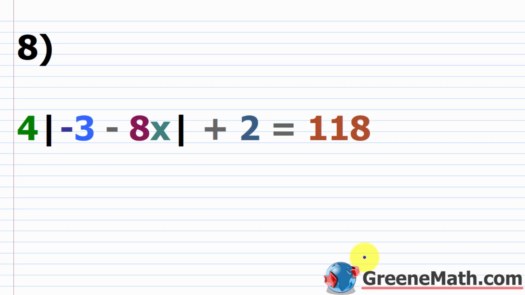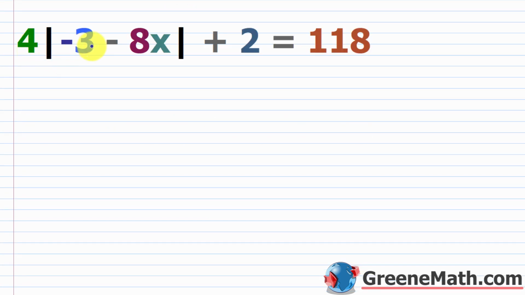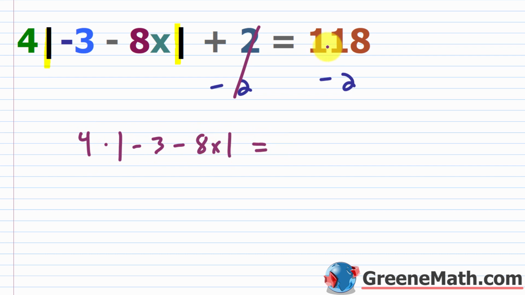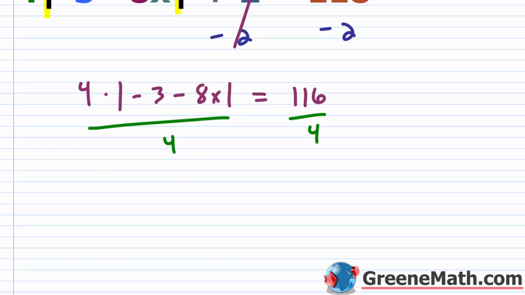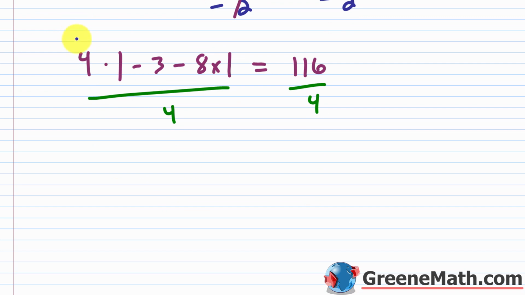Okay, let's look at problem number 8. And here we have 4 times the absolute value of negative 3 minus 8x, then plus 2, and this is equal to 118. Okay, so again, just trying to isolate this absolute value operation here. So I'm going to subtract 2 away from each side of the equation. And let's cancel this. We have 4 times the absolute value of negative 3 minus 8x like this. And this equals 118 minus 2 would be 116. Let's divide each side of the equation by 4. Let's slide down here. And let me cancel this guy with this guy. We have the absolute value of negative 3 minus 8x is equal to 116 divided by 4 would be 29.